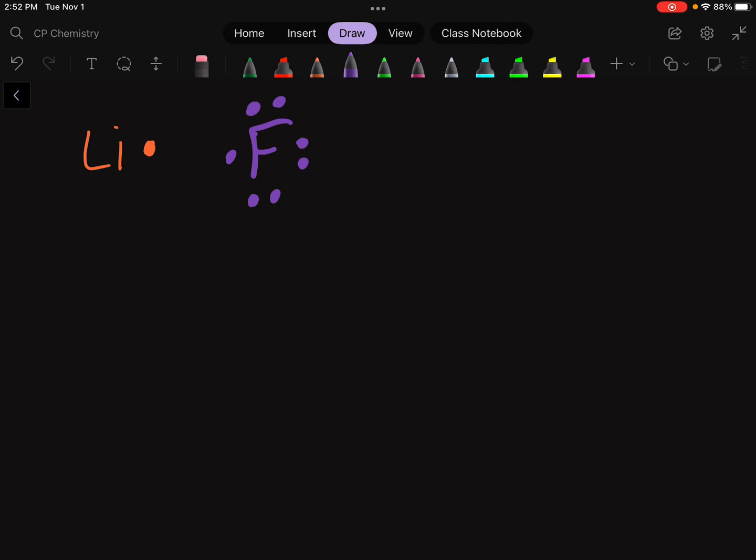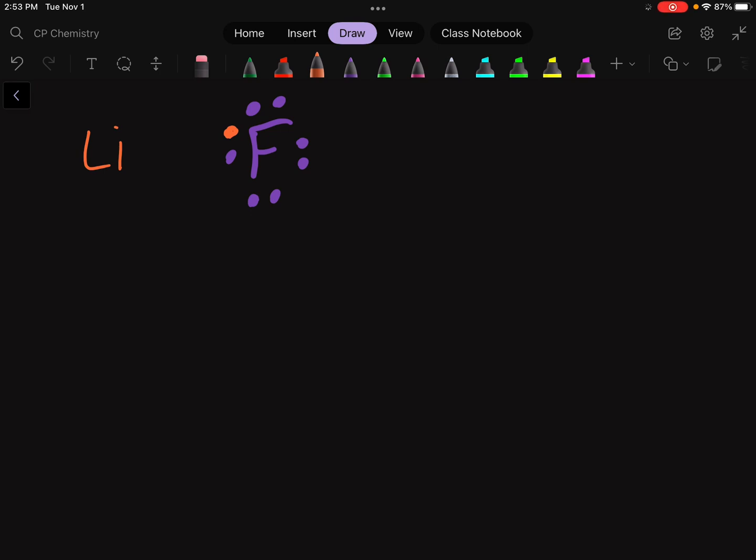Based on our knowledge of ion formation, we know lithium as a metal is going to lose electrons and fluorine is going to gain electrons. So basically this electron jumps over to fluorine. Now we don't draw this with arrows, we just draw the dot onto fluorine. That represents that electron.